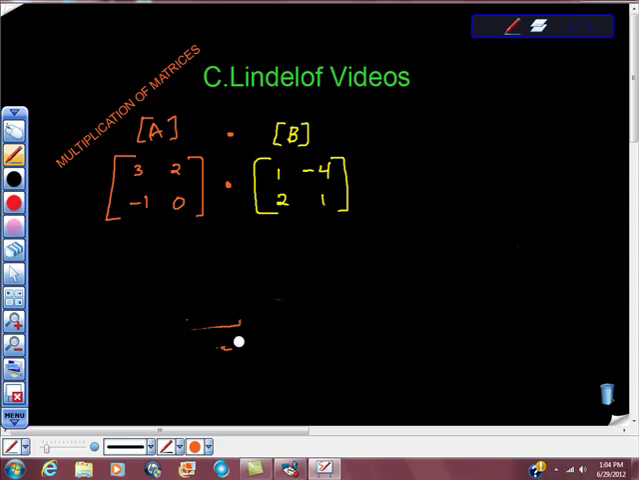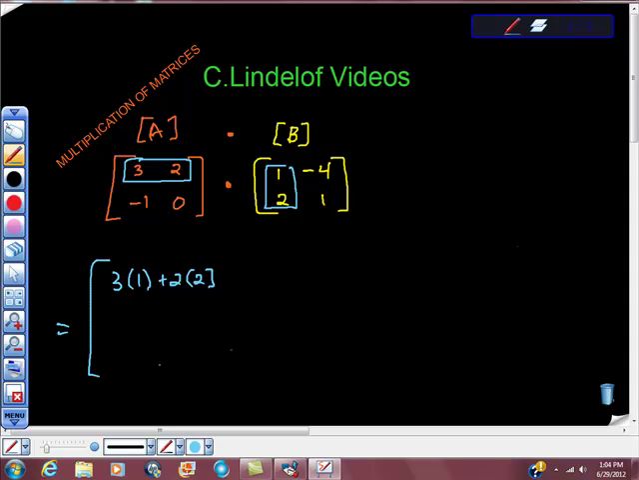Anyway, let's try to do this piece of work right here. It's not too difficult. You just have to memorize the order in which you're supposed to work. The first thing we're supposed to do is multiply the first row by the first column. So here's the first row, and here is the first column. So we're going to do 3 times 1 plus 2 times 2. We're working on our answer here, so we're creating a matrix.